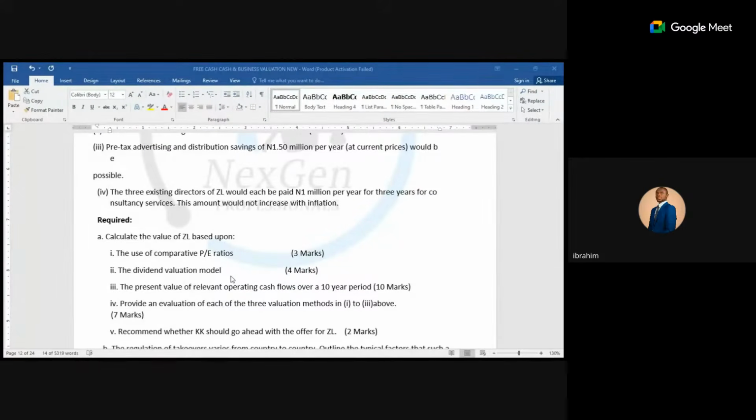The examiner did not say. Interesting. Look at it, they say paid 1 million per year. Not that we'll pay them 1 million each, we'll pay the existing directors. This is the logic: 1 million per year for 3 years is 3 million. Each of them will share 1 million now. No, they say would each be paid.